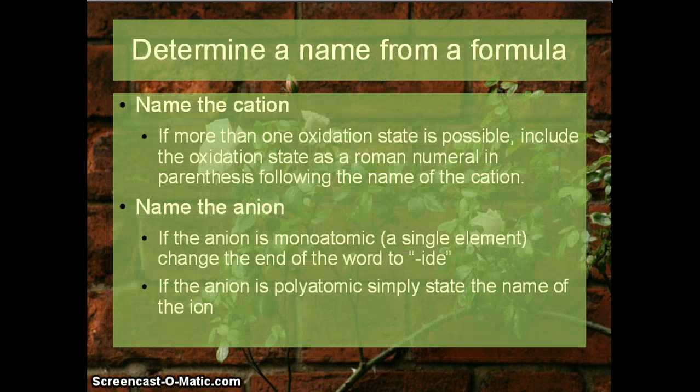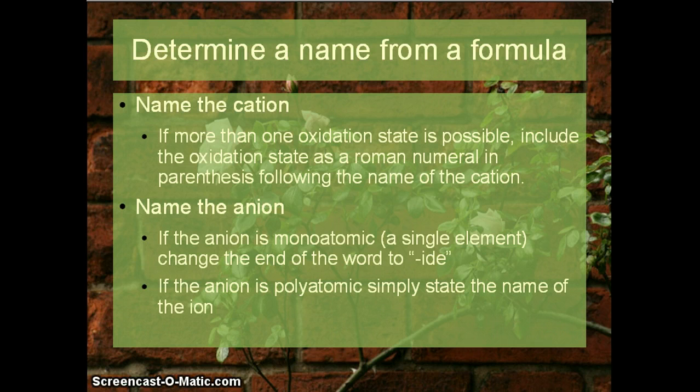There are two parts to the chemical name of an ionic compound. First, you name the cation, which is usually a metal. Then you name the anion, which is usually a nonmetal. If more than one oxidation state for the cation is possible, include the oxidation state as a Roman numeral in parentheses following the name of the cation.